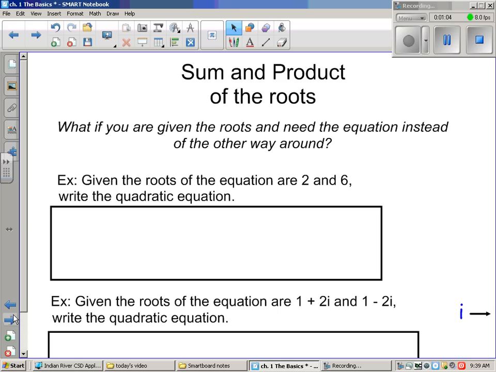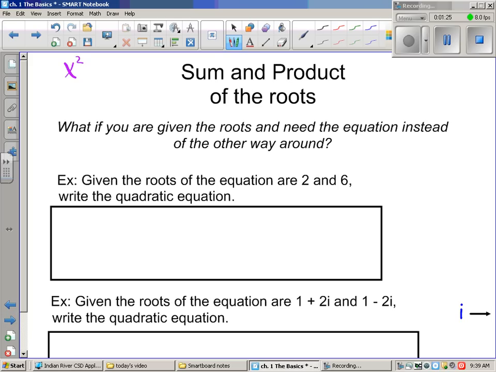Again, here we're looking at the first example. It says, given the roots of the equation, 2 and 6, write the quadratic equation. So it helps, though, to understand what we already know about the equations that we're dealing with. If I was to go back a few days and look at one of the questions that we had, let me just do this right up here.